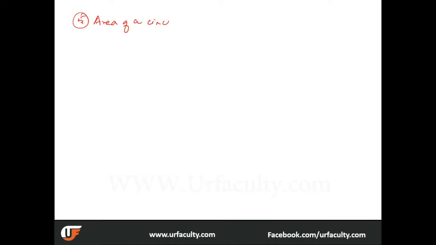Area of a circle. So you draw a circle with center O and radius of length R. So OA equal to R. So area of a circle is equal to pi R square, where pi is equal to 22 by 7. So you need to remember this.